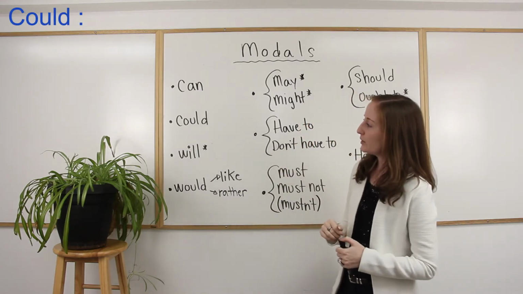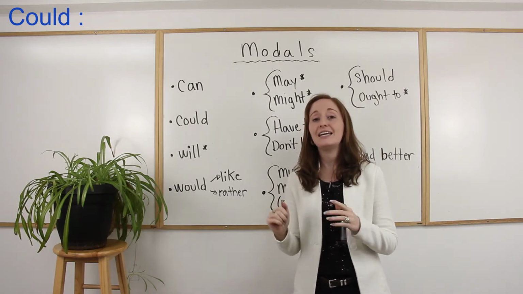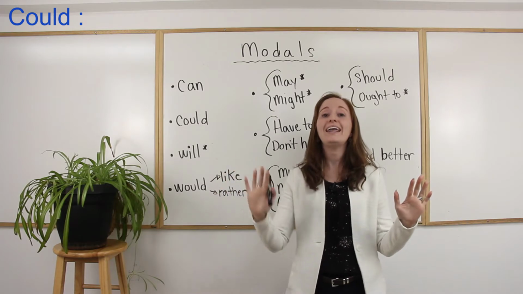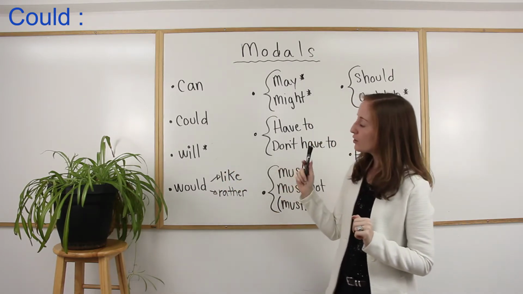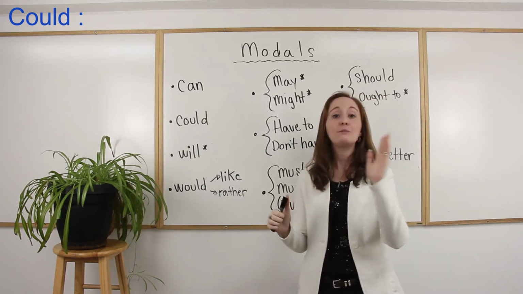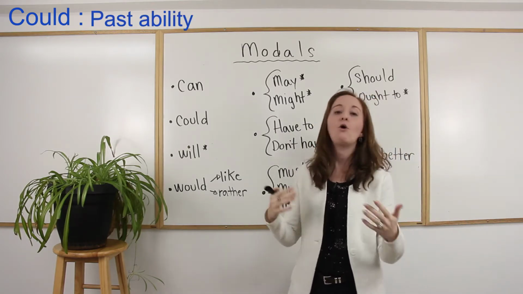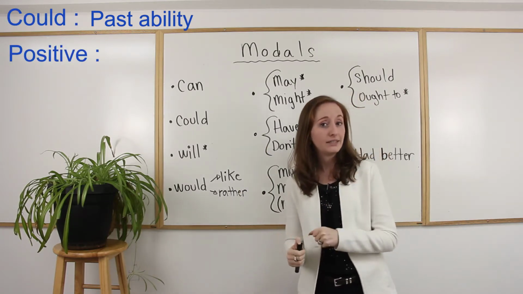The second expression we have is could. Now, could is a little more difficult because it exists in the past and in the present and in the future in the shape of a question. Be careful. Could, when you use it for the past, you talk about a past ability, positive or negative. So, could in the past for an ability.